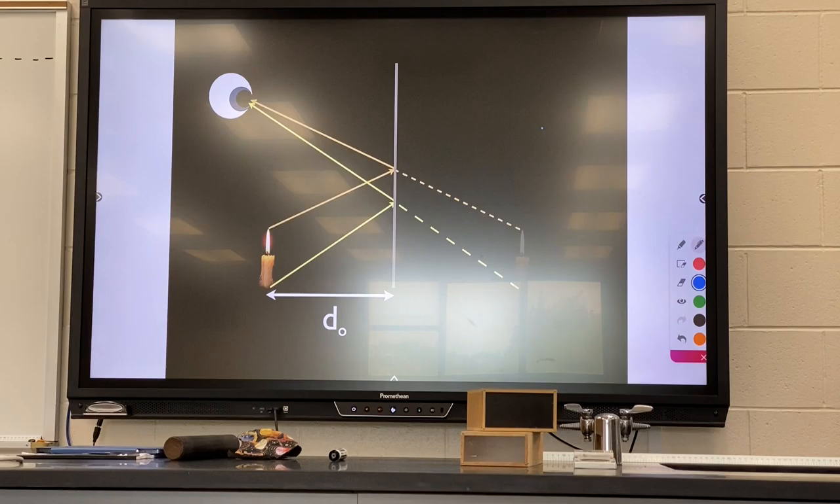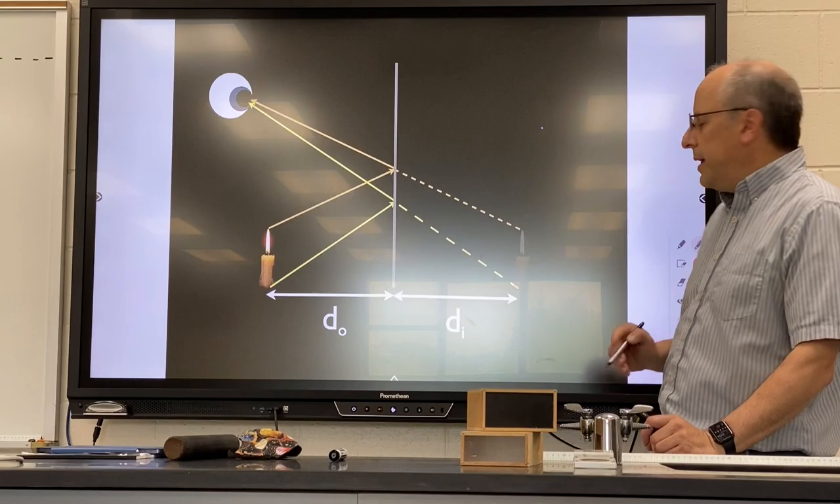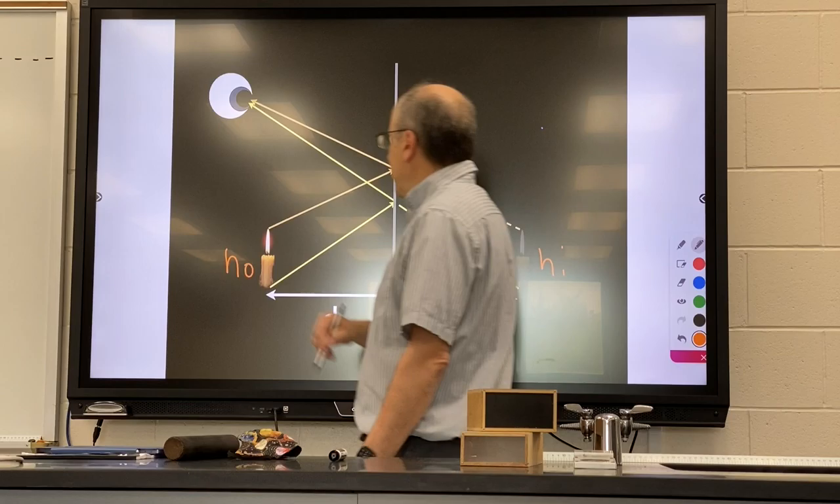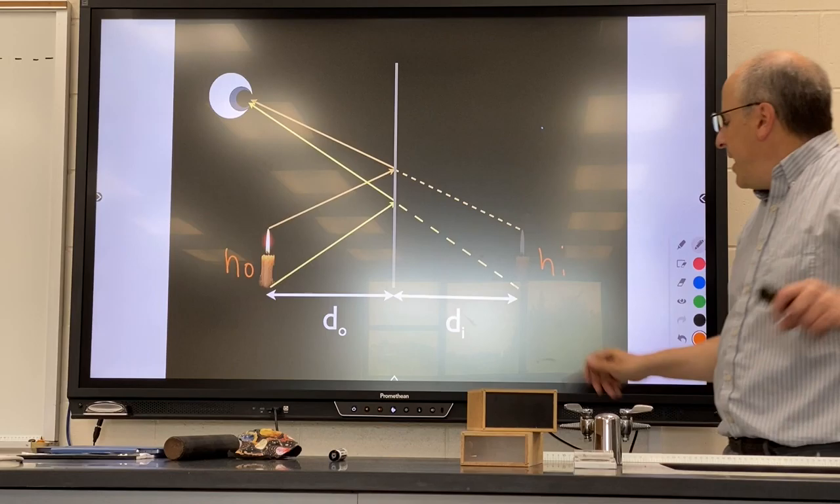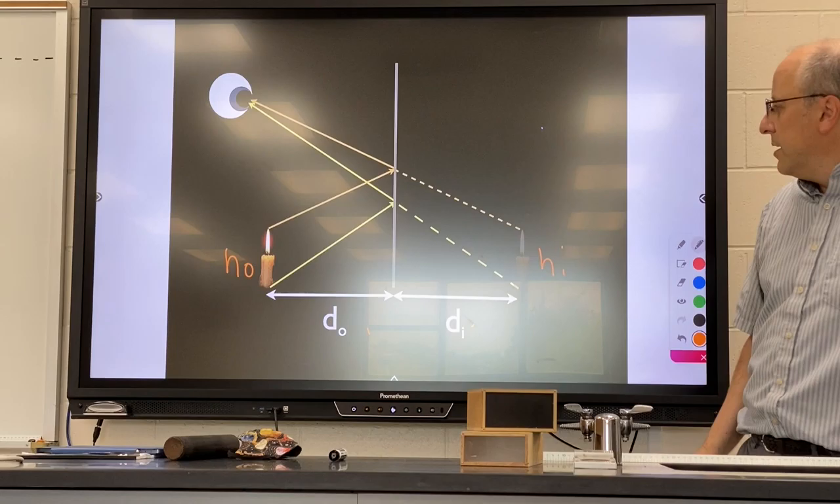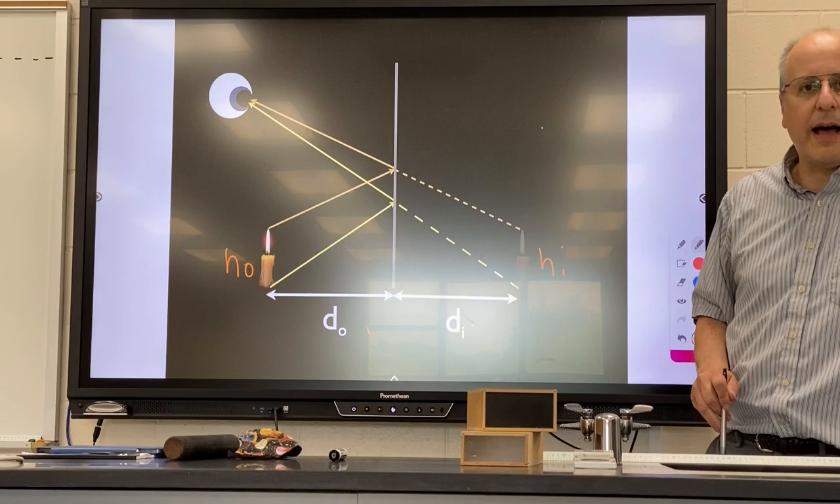So this is the distance to the object. This is the distance to the actual image. The height of the image and the height of the object. For a flat mirror, the image should be the same size as the object, and the distance to the image should be the same distance as we have from the object. So the image appears the same distance back and the same height as the original object.